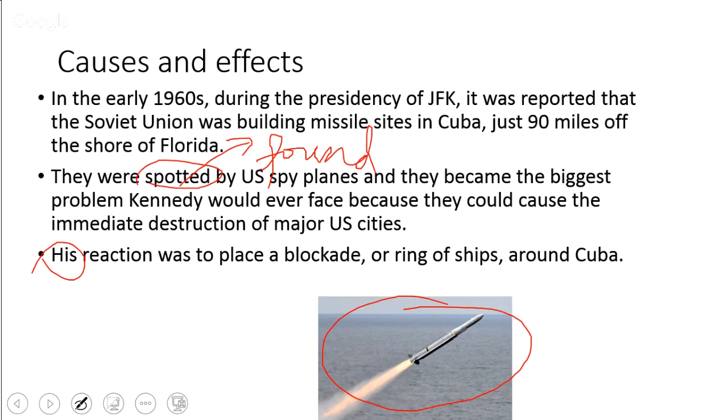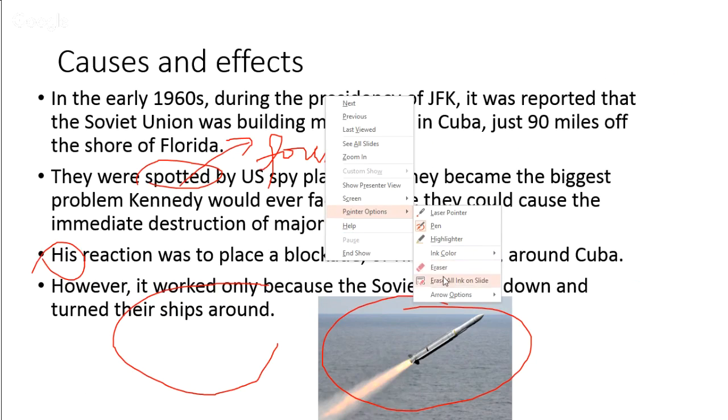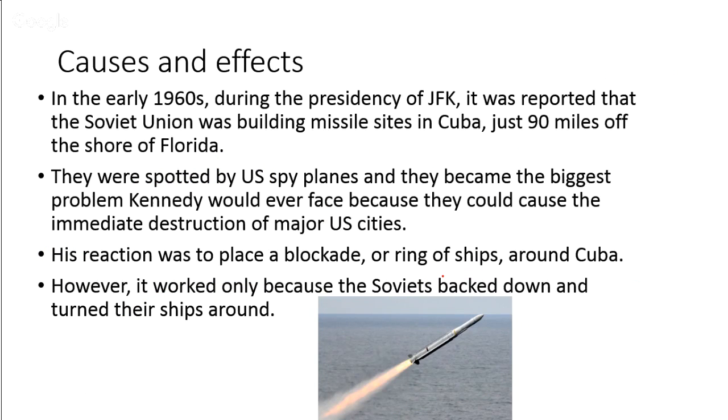So President JFK's reaction was to place a blockade, or you can say a ring of ships around Cuba. Remember, they put a ring of ships around Cuba, trying to block it. However, it worked only because the Soviets backed down and turned their ships around. So that means if the Soviet Union didn't do anything, actually the blockade was not really good.